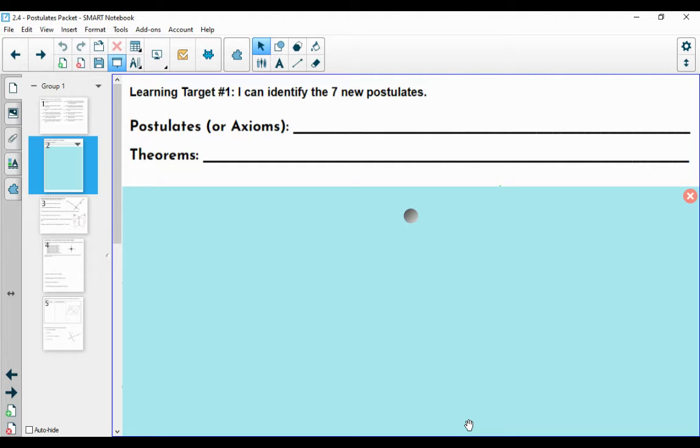actually writing our proofs. So the big idea for this lesson is postulates, or sometimes they're called axioms, but I usually use the word postulates. Postulates are just math rules that are accepted as true without proving. They're kind of like common sense things that everyone knows.